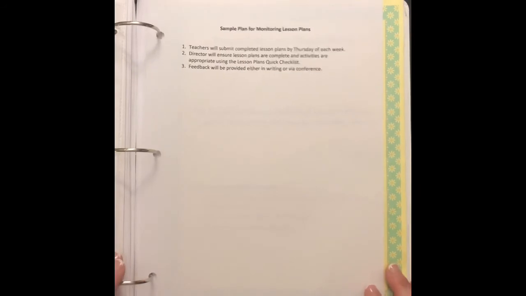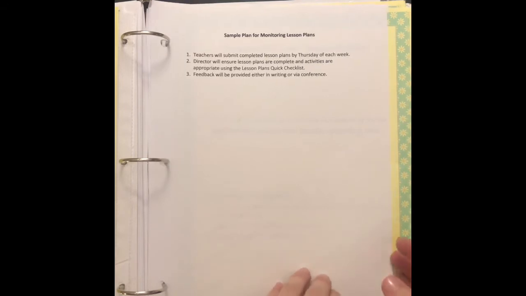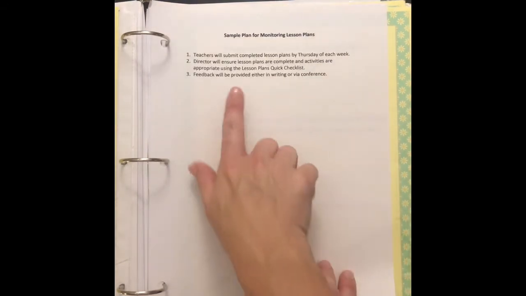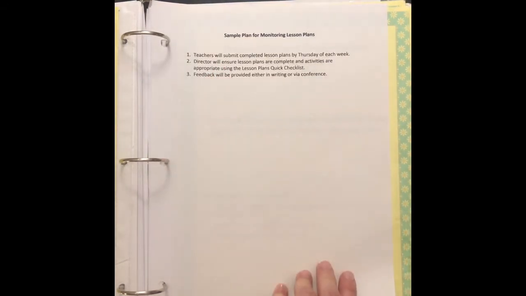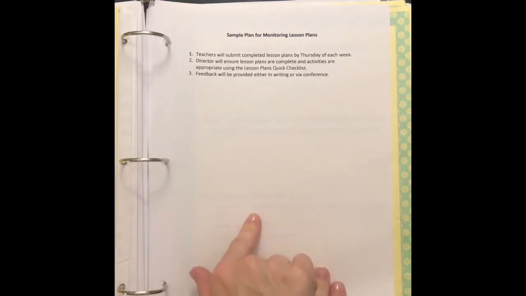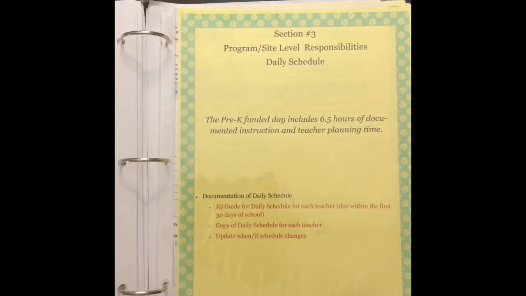I have a sample monitoring plan here. It says teachers will complete lesson plans by Thursday of each week, and the directors will review and provide feedback. It does not have to be a long plan, it could be a numbered list or a bulleted list or a short paragraph. But what are you doing to monitor lesson plans?